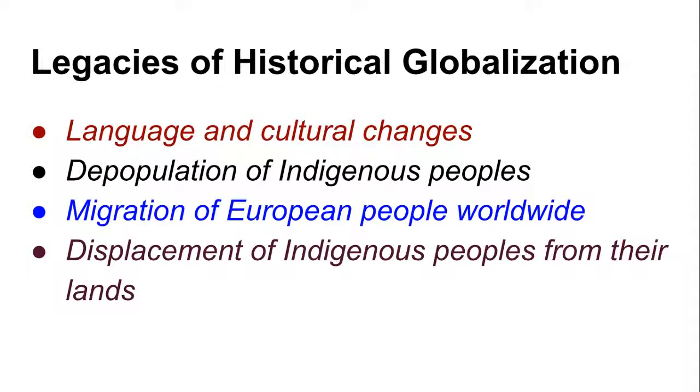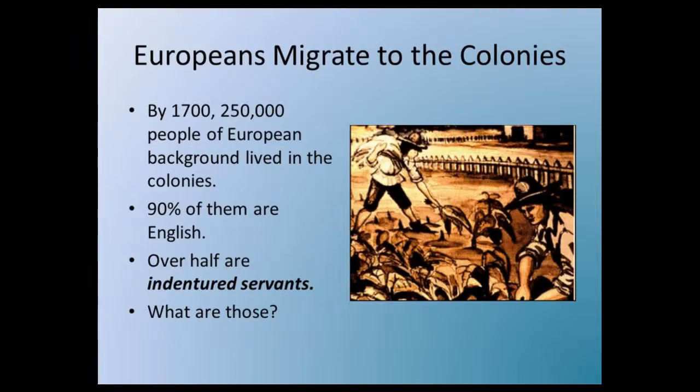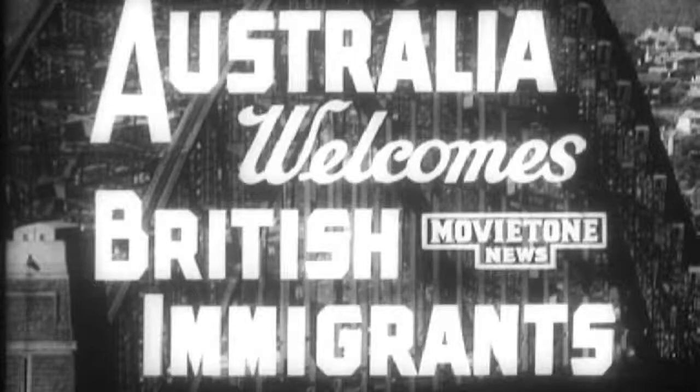A third legacy is European migration. European people migrated to colonies around the world in North and South America, Africa, Asia, and Australia in search for work in the colonies or to leave overcrowded conditions in Europe to seek a different life and adventure elsewhere. As the indigenous populations decreased, the European populations were increasing in the colonies.